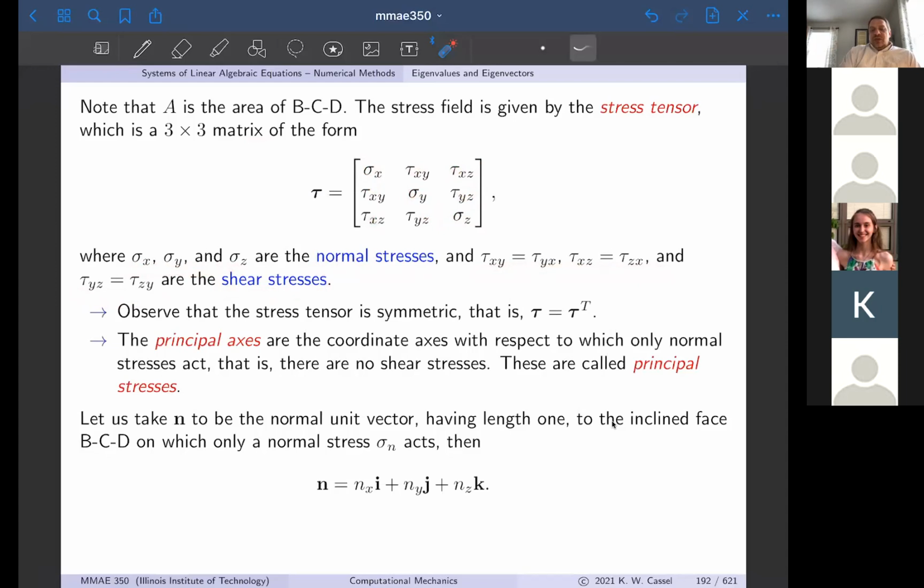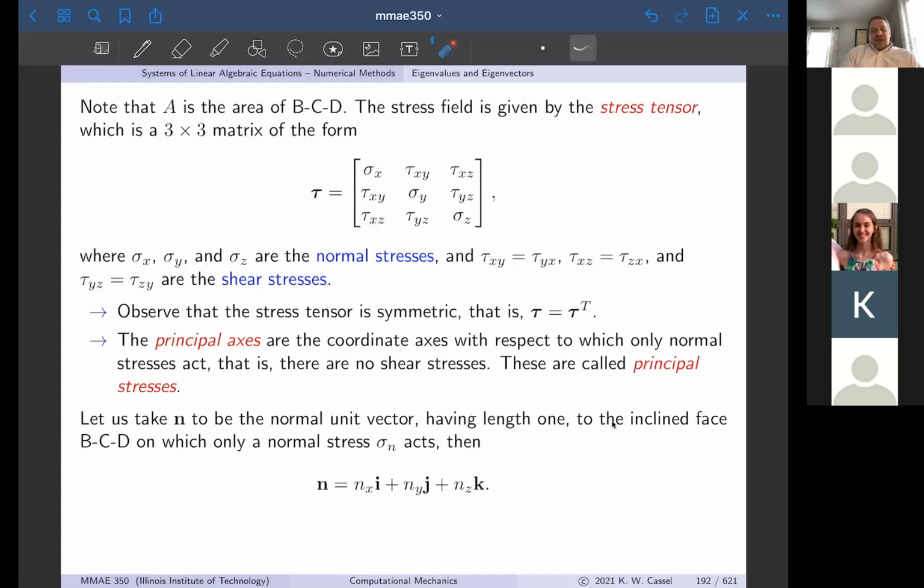Now, this is a 3x3 matrix. As we just discussed, all 3x3 matrices have the property that they have 3 eigenvalues and 3 eigenvectors. And the question is, in a physical context such as the stress tensor, what do those eigenvalues and eigenvectors represent? What do they physically represent?